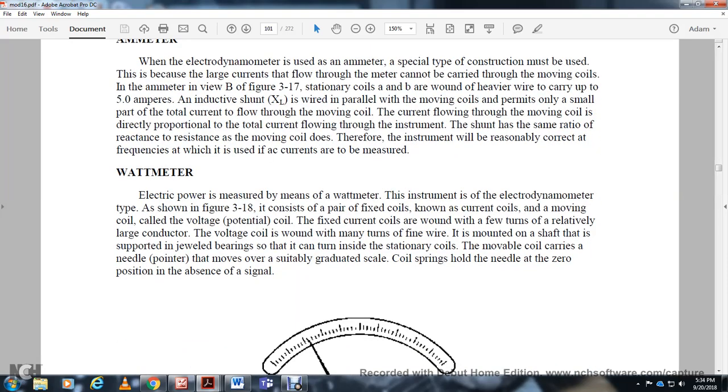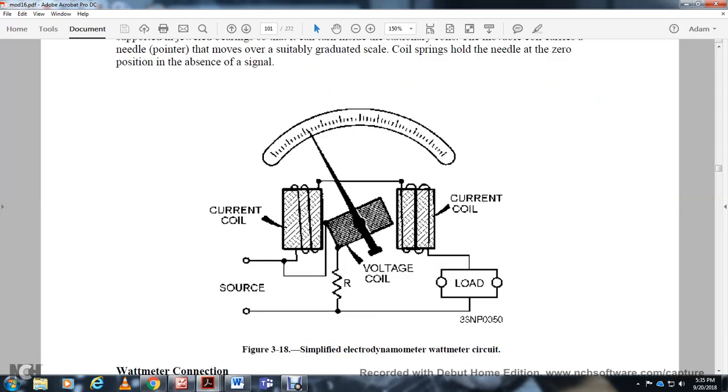Your wattmeter. Electrical power is measured by means of the wattmeter instrument. The electrodynamic dynamometer type is shown in figure 318. It can give the pair of coils known as the current coil and the voltage or potential coil. The fixed current coil is wound with a few turns of relatively large conductor. The voltage coil is wound with many turns of fine wire, mounted on a shaft supported with jewel bearings and turned inside the stationary coil. The movement of the coil moves the needle point over a suitable graduated scale, and springs hold the needle at the zero position in the absence of a signal.